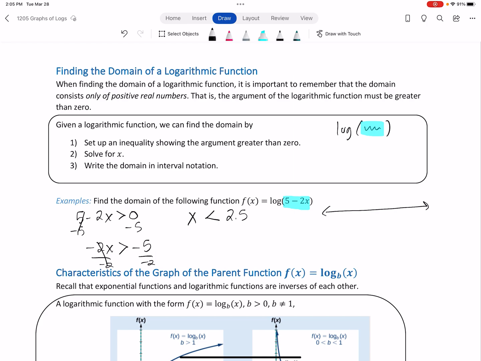So if you think about this on a number line, here's 2.5. I want only the numbers that are less than 2.5, and I want an open circle there. So negative infinity to positive 2.5 with a parentheses at 2.5, because I can't put in, it has to be greater than 0, not greater than or equal to.